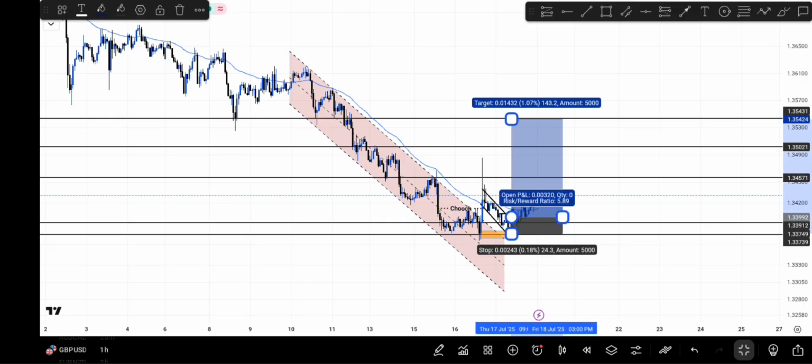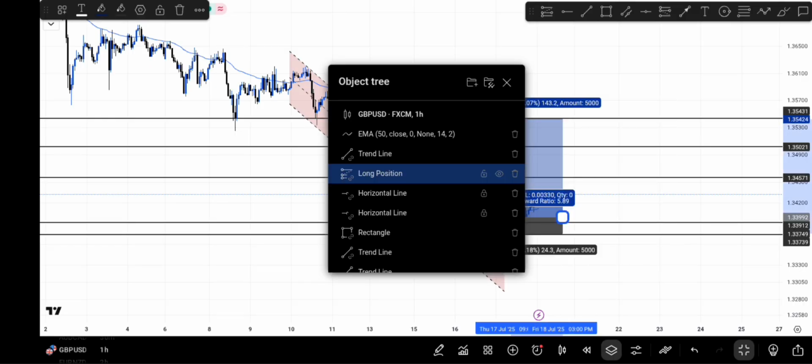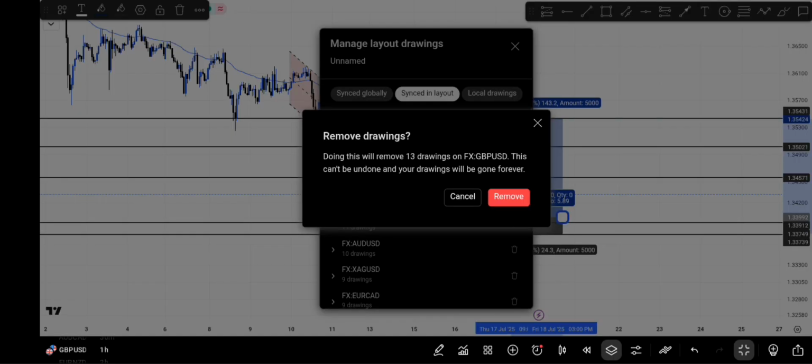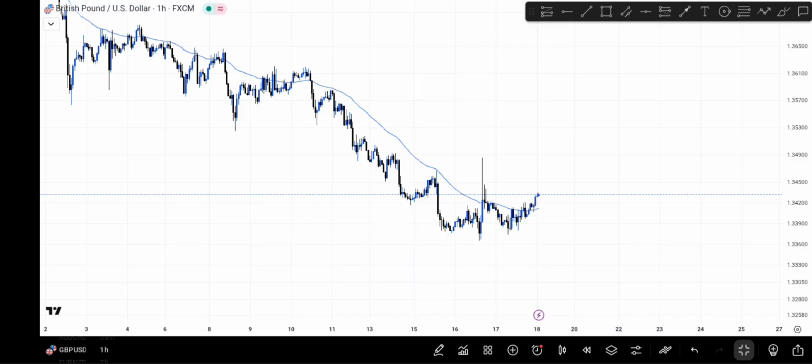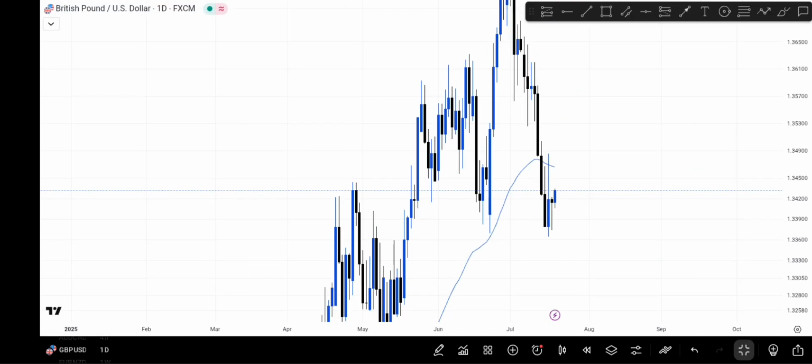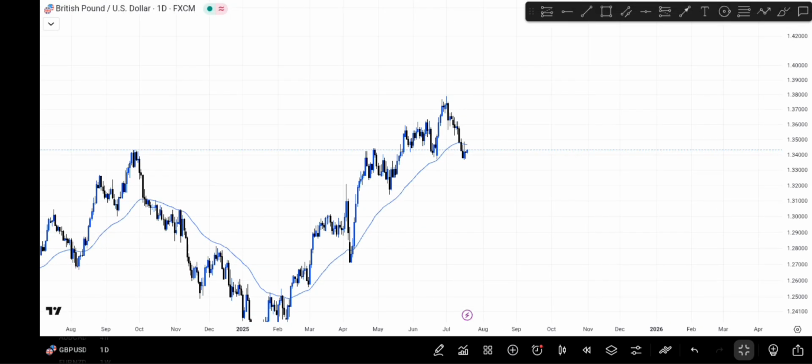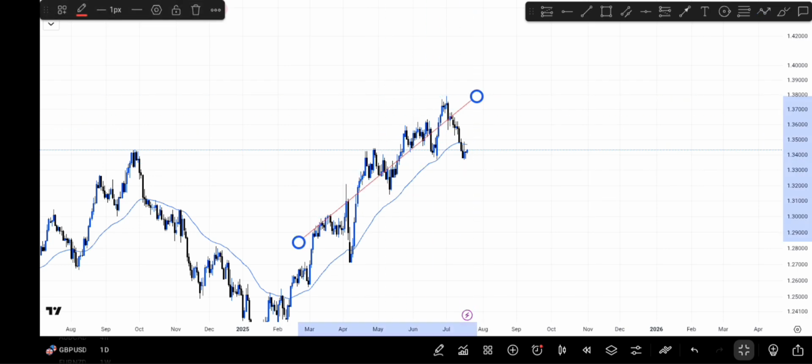Let me first start by deleting my analysis, then I'll start from the beginning again. Dropping down to the daily time frame, we have the market making higher highs, higher lows, higher highs, higher lows, higher highs, higher lows. Surely we can all see that the market has been in a strong uptrend.